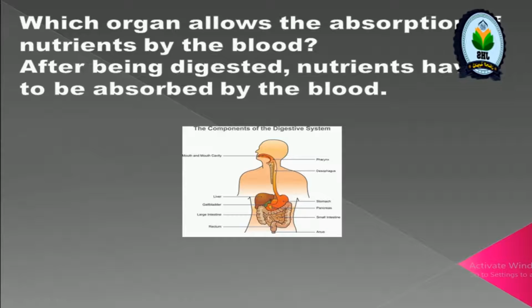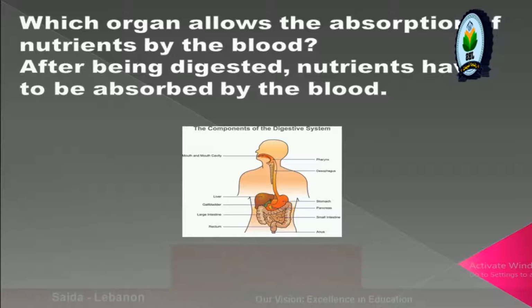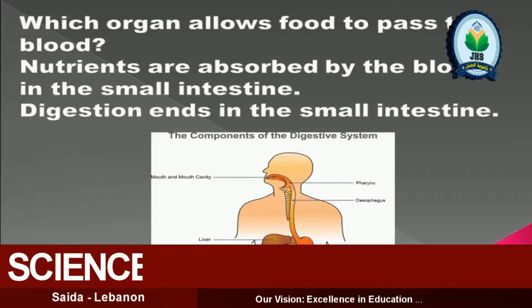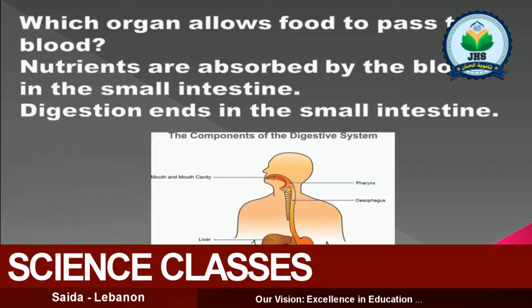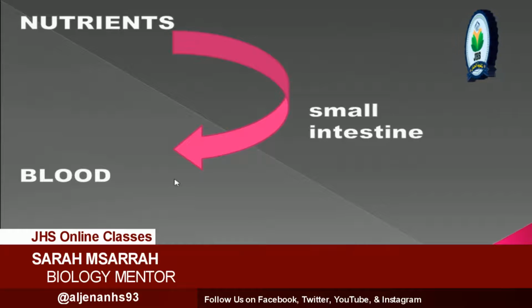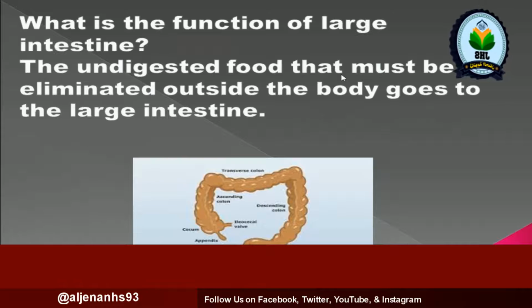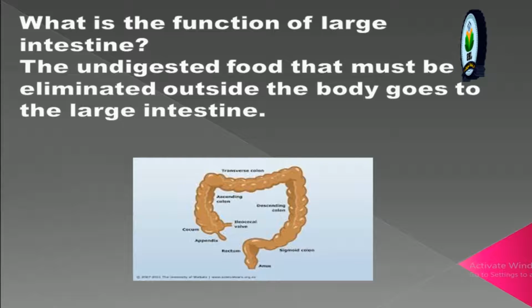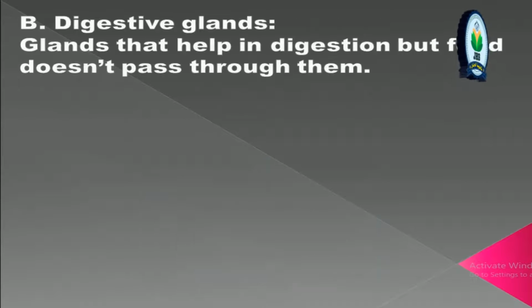Which organ allows the absorption of nutrients by the blood? After being digested, nutrients have to be absorbed by the blood. Nutrients are absorbed by the blood in the small intestine since digestion ends in the small intestine. So the nutrients are absorbed by the blood at the level of the small intestine. So what is the function of the large intestine? The undigested food that must be eliminated outside the body goes to the large intestine.